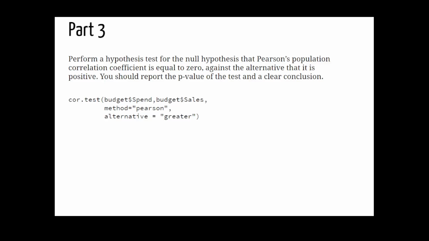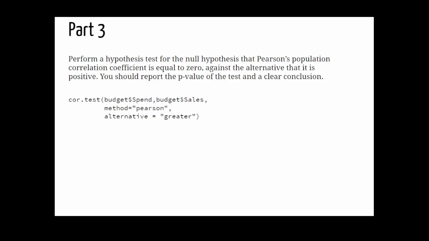The next part is part 3. Perform hypothesis test for the null hypothesis that Pearson's population correlation coefficient is equal to 0 against the alternative that it is positive, that is to say that the correlation coefficient is greater than 0. You should report the p-value of the test and a clear conclusion.